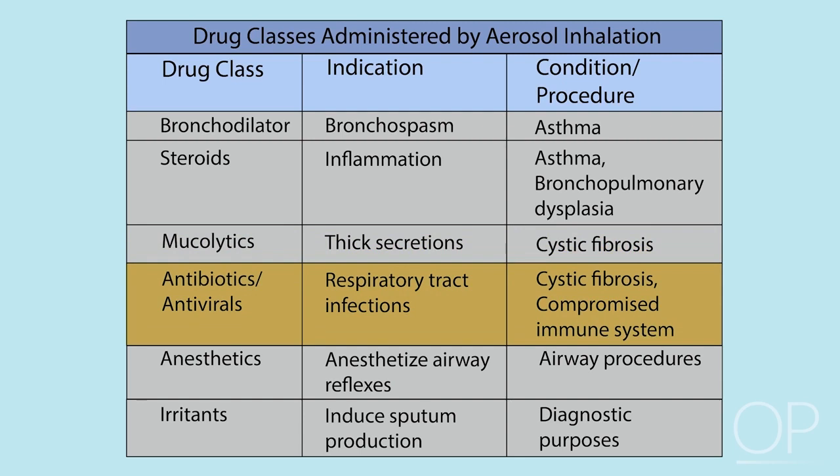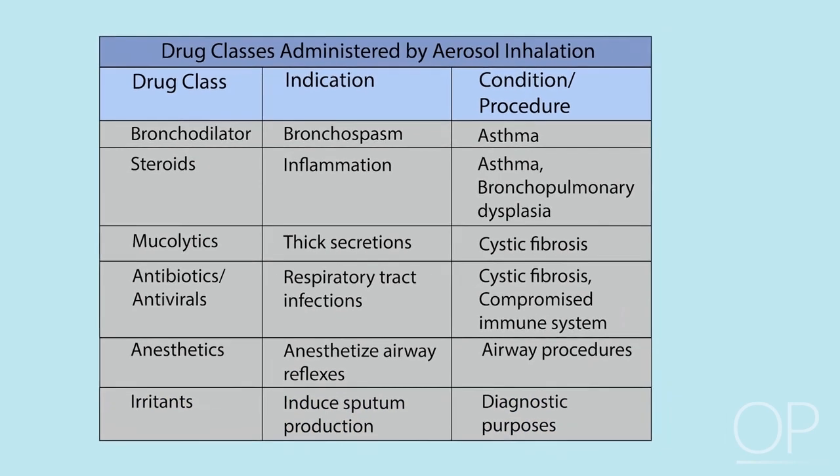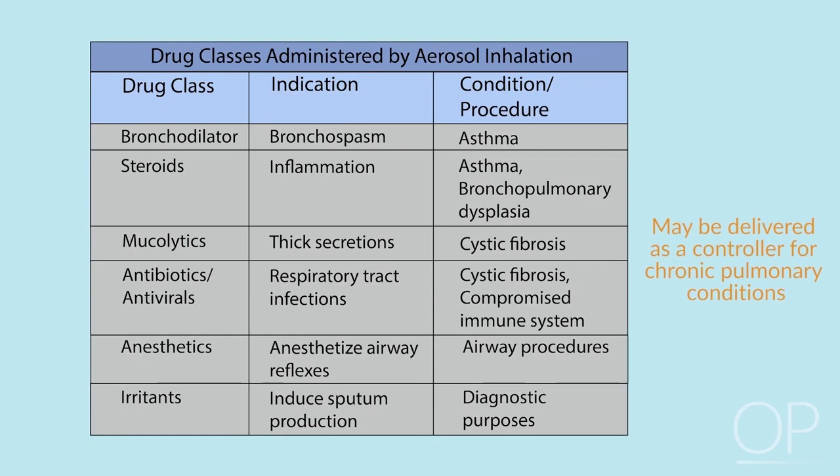Antibiotics or antivirals can be used to treat respiratory tract infections as seen in patients with cystic fibrosis or even immunocompromised patients. Anesthetics are used to anesthetize airway reflexes to allow for airway procedures such as bronchoscopy. Irritants such as hypertonic saline are used to induce sputum production for diagnostic purposes. And in some cases, these medications can be delivered as a controller for a chronic pulmonary condition as well.